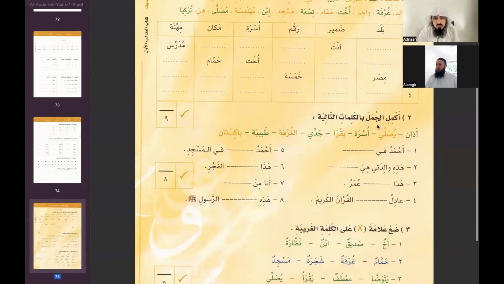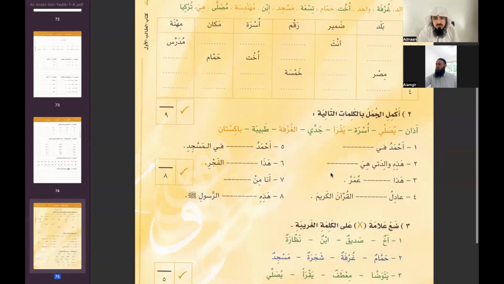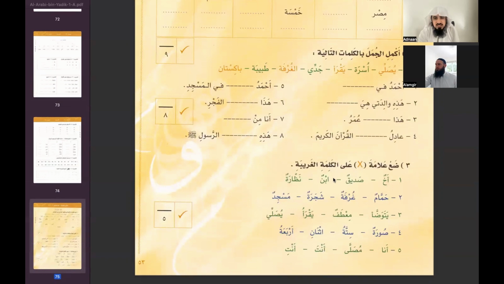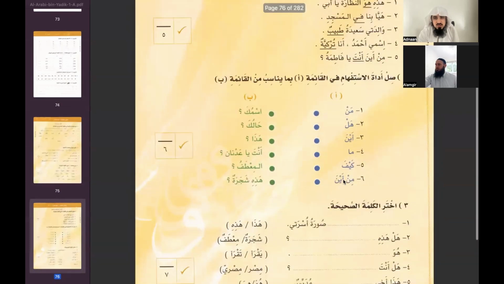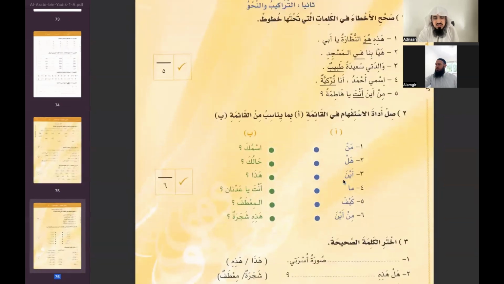أكمل means to complete الجمل بالكلمات التالية. So complete the sentences with the following words. Then you got put an X on الكلمة الغريبة, which literally means the odd one out, the strange one. Then you got here صحح الأخطاء في الكلمات التي تحتها خطوط. خطوط means lines. So it says correct the mistake of the word that has a line under it.